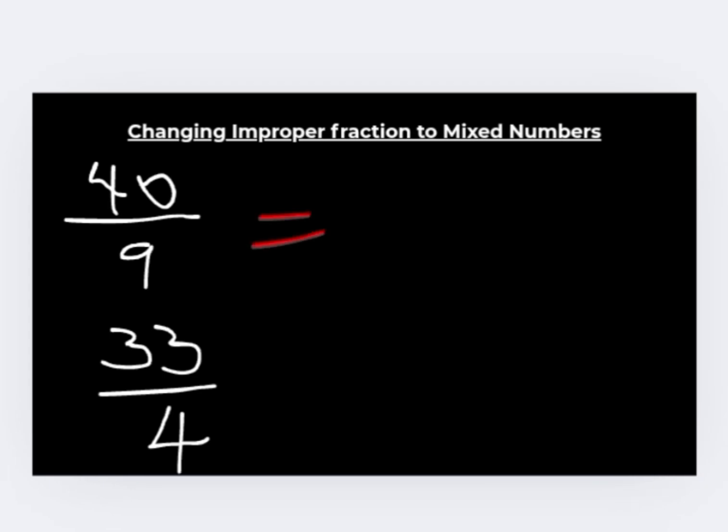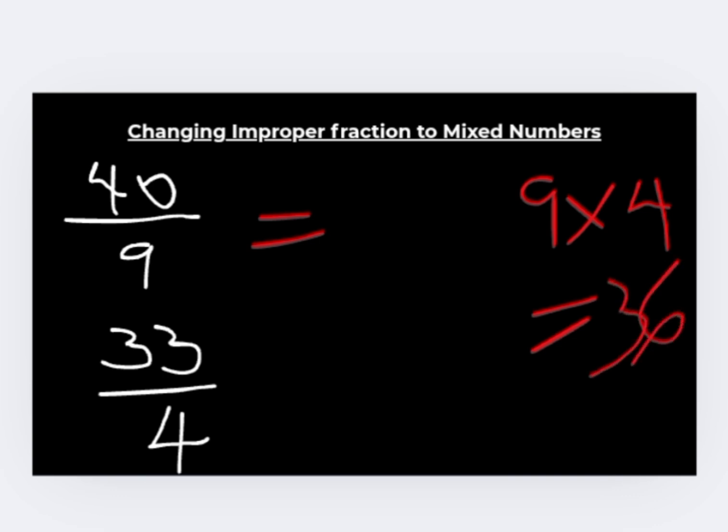We have 40 over 9. That's 40 divided by 9. How many 9 can I get in 40? 9 times what number would give me 40 or a number that is closer to 40? But that number would not be more than 40. So from our multiplication table, 9 times 4 is 36, and that is the closest number to 40.